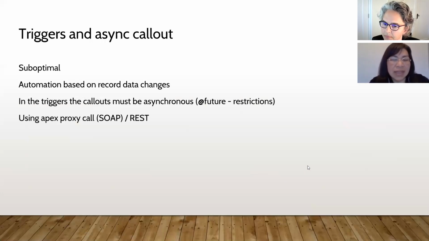And the other way we can use Apex callouts is with triggers. This is specified by Salesforce as suboptimal, because in this case we have to implement the solution with all the restrictions around it. For example, if we have triggers, the callouts have to be asynchronous. So we can use the future annotation, but we have many restrictions around futures, for example, the number of futures that can happen in a single transaction, or the number of callouts that can be made using a future, which is around 100.